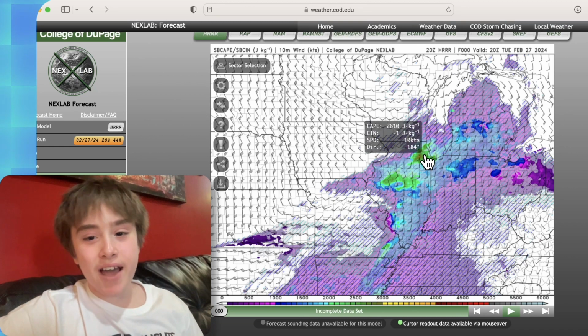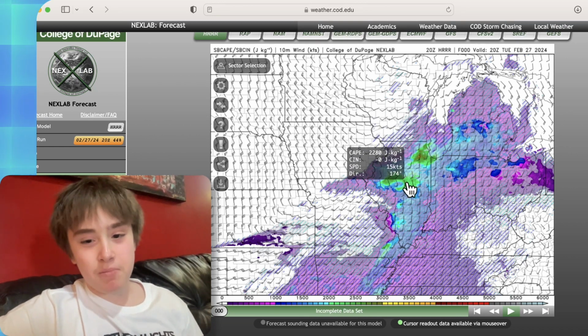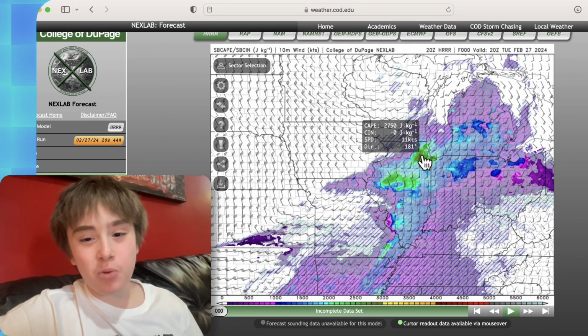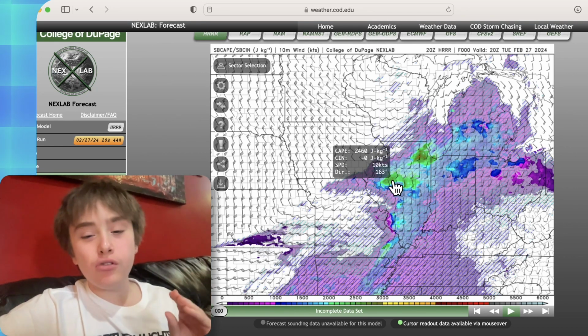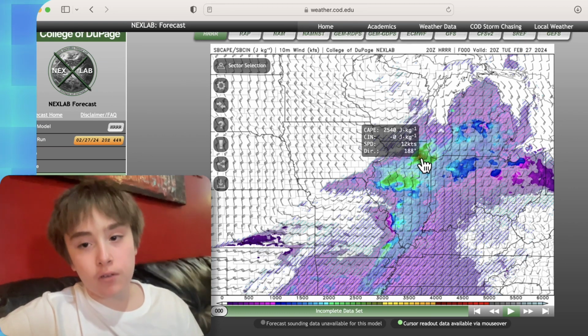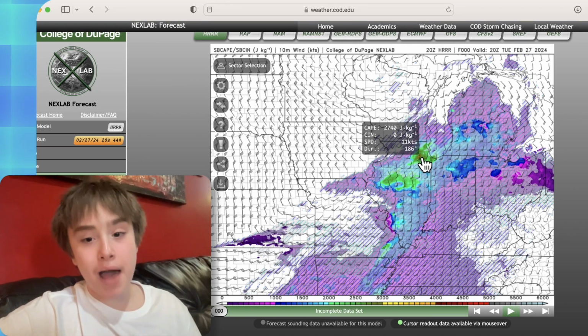But why exactly did this change? How did it change so quickly? Well, there's a reason for that. Let me get to that. So there's something I need to introduce to you, and that's CAPE. What is CAPE? Well, CAPE is convective available potential energy. Basically it's the fuel, the energy for storms. That's what storms feed off of, basically how they become so powerful.